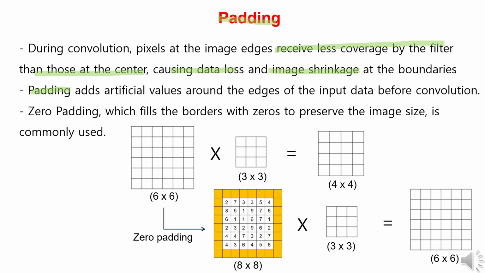Padding involves adding extra values around the edges of the input image before applying the convolution. The most commonly used method is called zero padding, where we fill the borders of the image with zeros. This helps to maintain the original spatial dimensions of the image after the convolution operation. By using padding, we can preserve edge information and ensure that the output feature map has the same width and height as the original input.